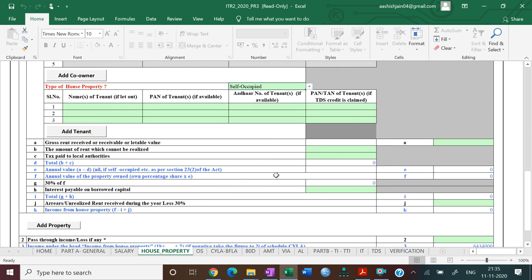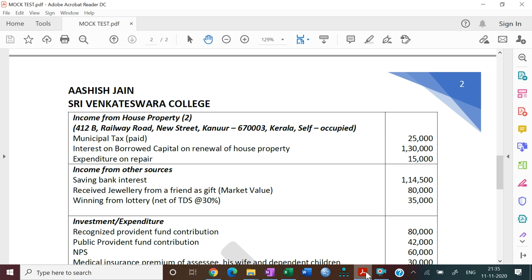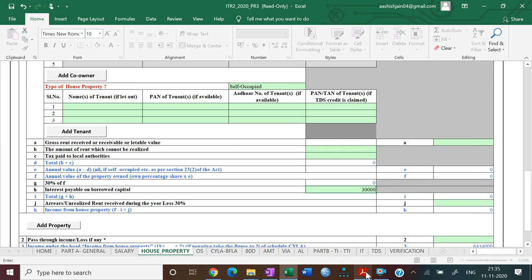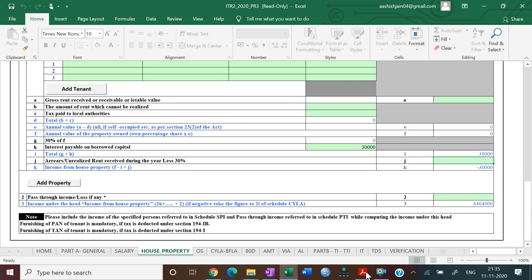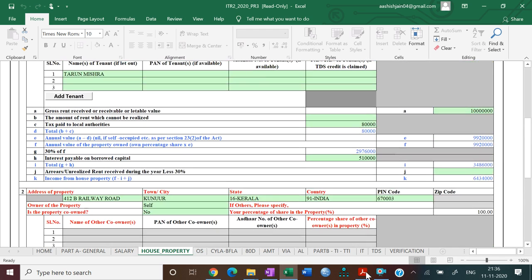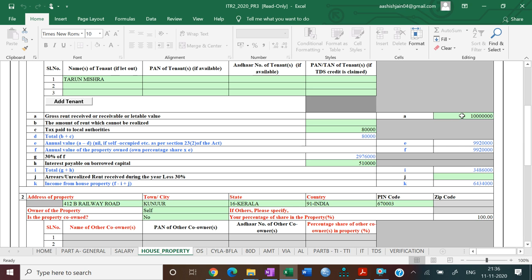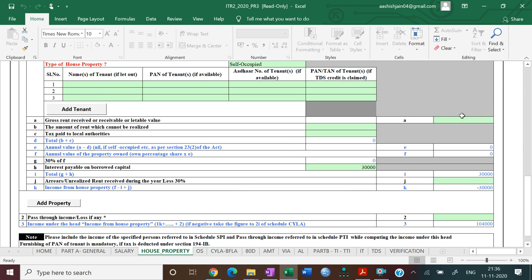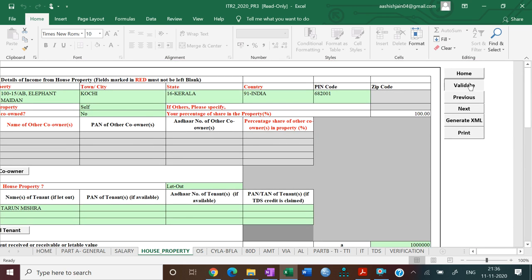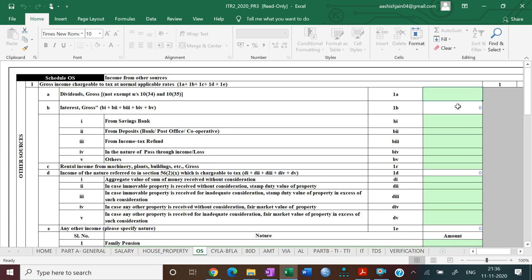GAV, nil. Amount paid to local authority, also nil. Now we will put the amount here, that is interest on borrowed capital. Since the interest on borrowed capital is taken for the renewal, the deduction amount will be restricted here to 30,000. I think I have made some mistake here. Yes, sorry, actually I have put one extra zero. This will be 10 lakh. Now the total income from house property will be 1,04,000. Now validate the sheet. Sheet is okay. And then move to the next sheet, that is income from other sources.